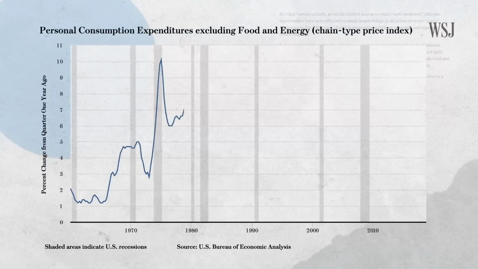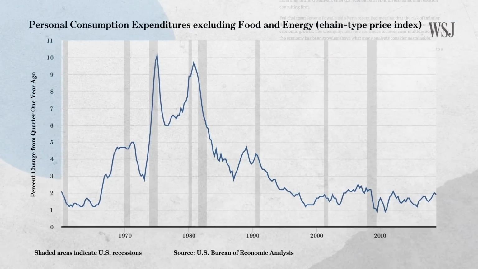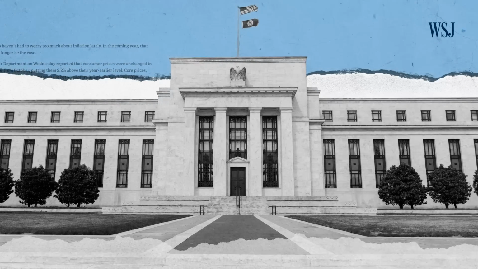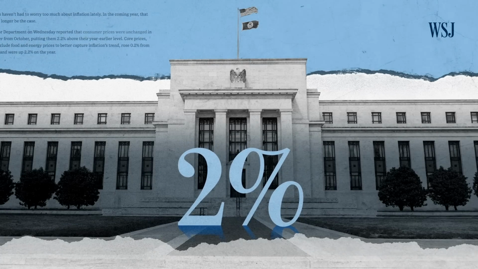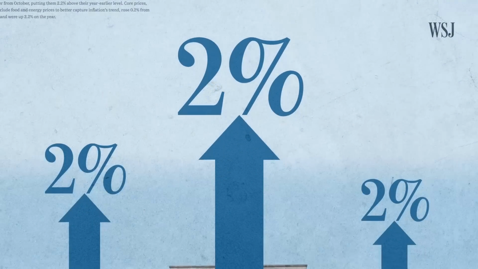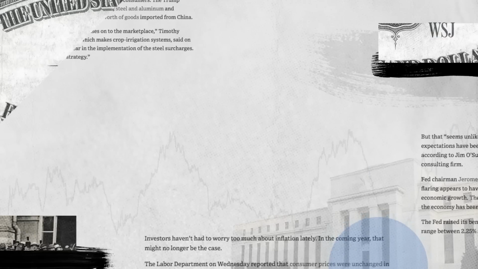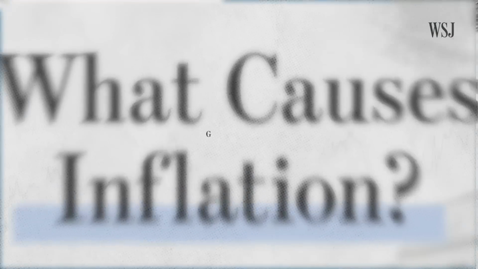This chart shows the inflation rate over the past century. You can see it's become less volatile in recent decades. The Fed's long-stated goal is to keep inflation at about 2%, not too high and not too low. But now, they're worried the rate drifted below 2% too often, and they're rethinking the strategy. We'll explain why, but first, let's look at what causes inflation in the first place.